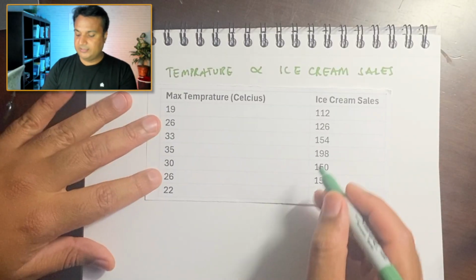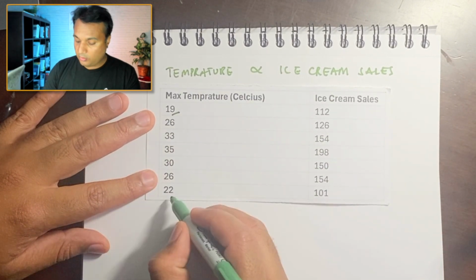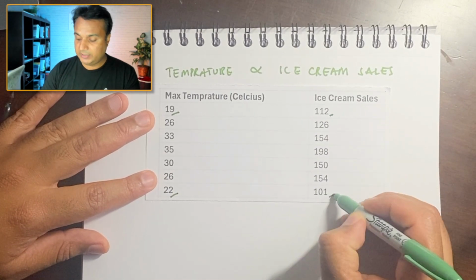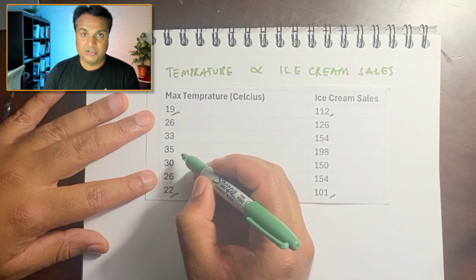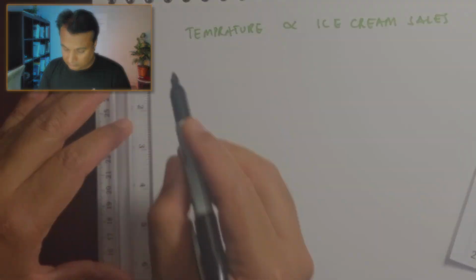In this table, you can see that on days when the temperature is low, for example 19 or 22, he sells less ice cream, about 112 and 101. But on days when the temperature is high, for example 33 or 35, he sells much more ice cream. So his hunch is right that there is a very strong correlation between the temperature and the ice cream sales, but he needs to find a way to quantify that relationship. As a next step, Jeff tried to plot this exact data on a two-dimensional graph.